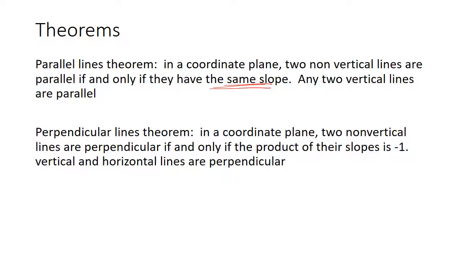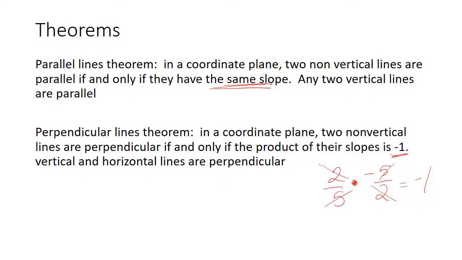Perpendicular lines: in a coordinate plane, you have your non-vertical lines. They are perpendicular if and only if the product of their slopes is -1. So if you take their slopes and multiply them together, you get -1. Let's say 2/5 was one of the slopes, and the other was -5/2. If you multiply these, because that's what product means, my 2's cancel down to a 1, my 5's cancel down to a 1, leaving me with negative 1.